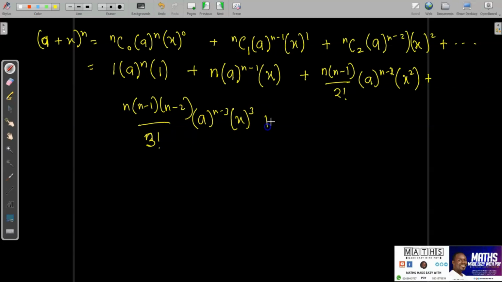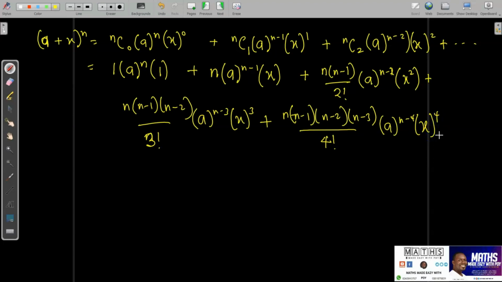If I add the fourth term to it, then it means I should have 4 factors at the numerator. So it's supposed to be n times n minus 1 times n minus 2 times n minus 3. Have I gotten 4 factors? Yes. All divided by 4 factorial times a to the power n minus 4, then x to the power 4. My people, are you with me? Yes, sir. This is how you should be able to quote it wholeheartedly.